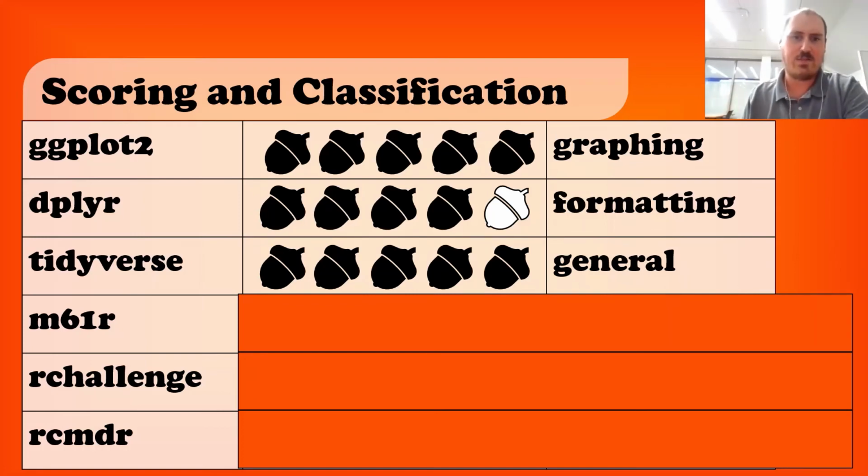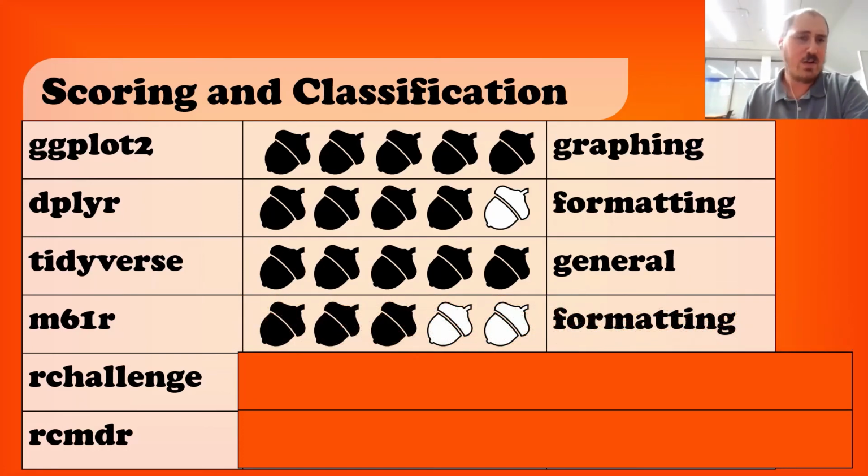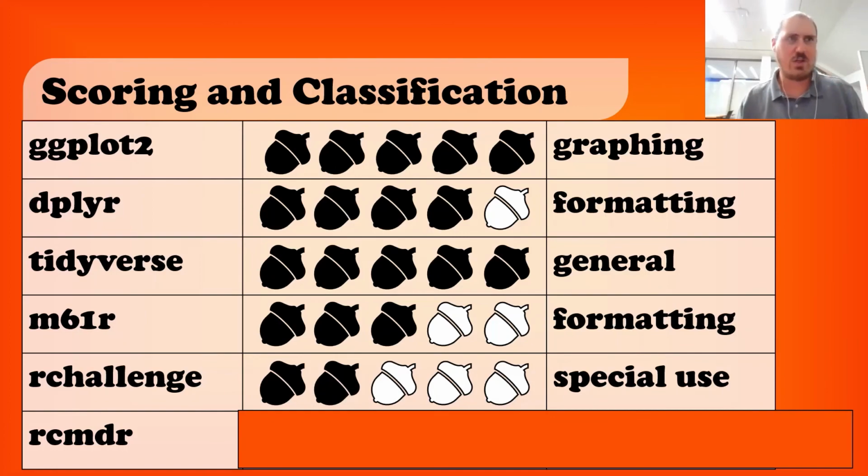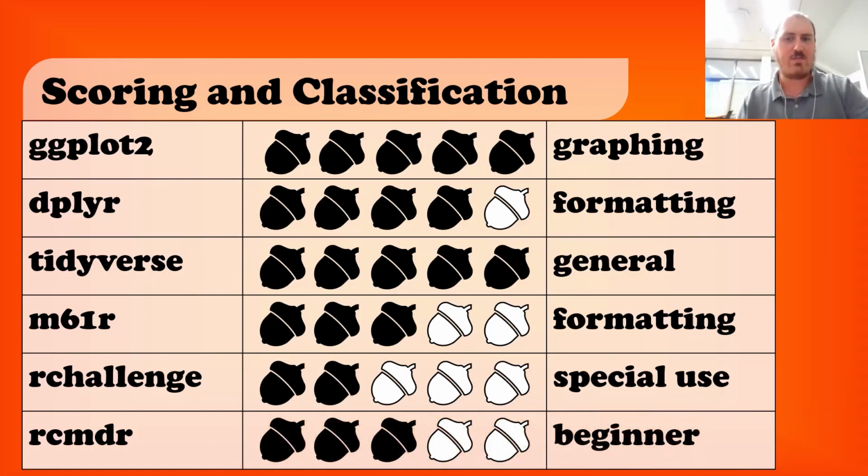M61R, I'm going to give 3 out of 5. It seems useful, I just haven't really used it much. Again, it's like dplyr for formatting. Rchallenge, I'm going to give 2 out of 5, just because it's a special use. I don't know if I'll ever actually use it, but it's a cool concept. And then finally, Rcmdr is 3 out of 5. It's good for beginner use.